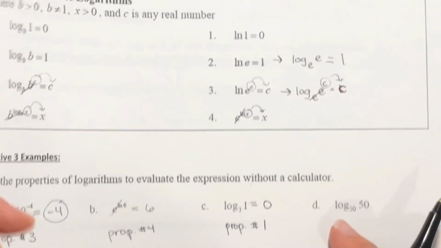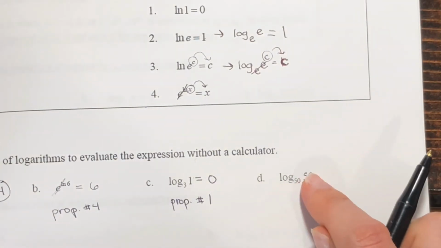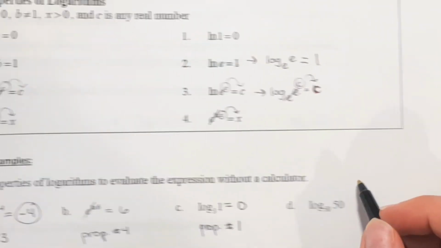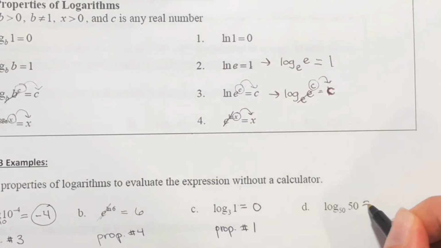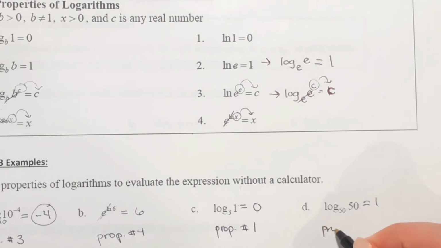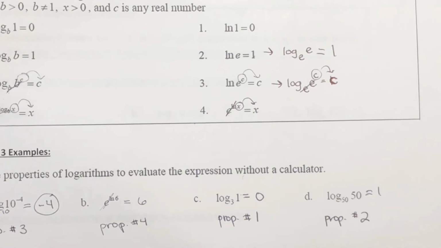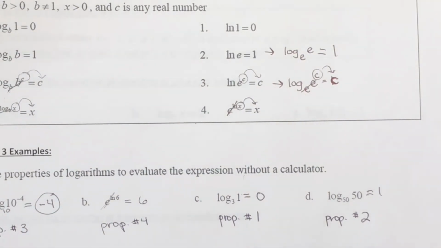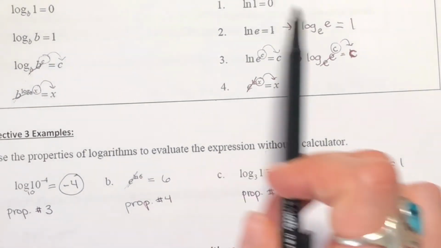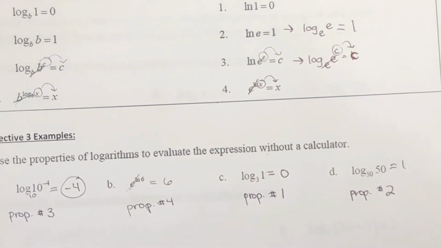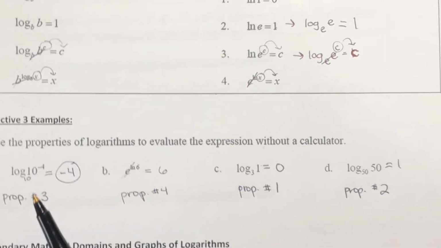And then the last one, I see that these two numbers match. So this is going to be property number 2. If these two numbers match, it just equals 1 every time. So this is property number 2. So when we are getting later into the unit, when we are solving different aspects of logarithms and exponentials, these properties will show up. So that's why you want to know them, because it can help you simplify while you're solving.